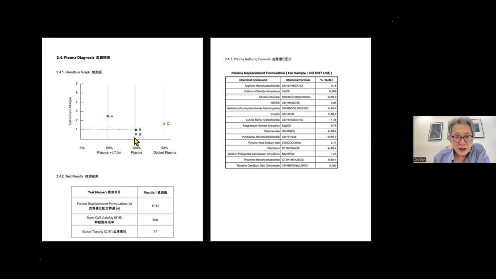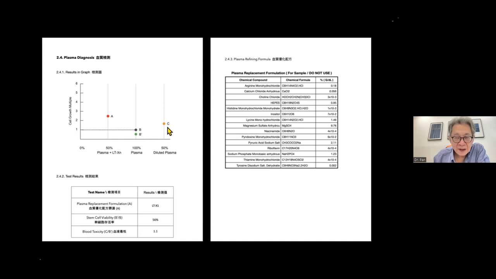Then we look at the right side, where we dilute the plasma by 50% without adding any formulations. In this case, you can see the viability of the stem cells rises from B prime to C. This is an indication that the patient's plasma is toxic to the stem cells.